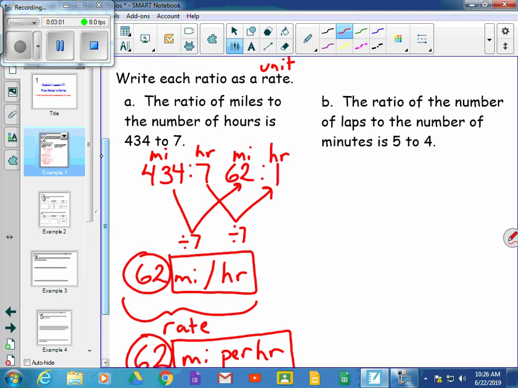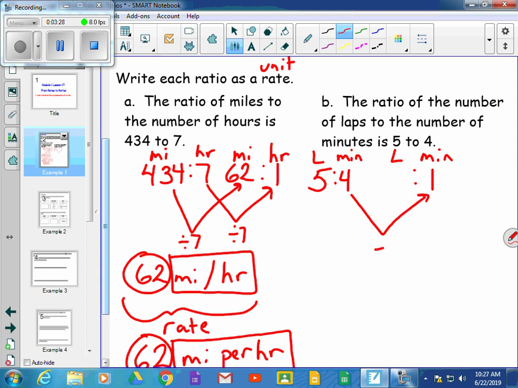Let's go on to the next one. It says the ratio of the number of laps to the number of minutes is 5 to 4. Let's take that ratio, 5 to 4, laps to minutes. Run 5 laps in 4 minutes. I want to know the rate, or the unit rate. So I'm going to need to know the laps for 1 minute.